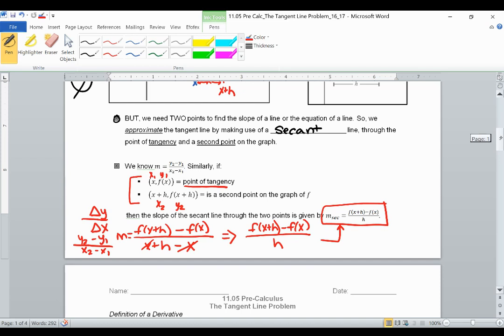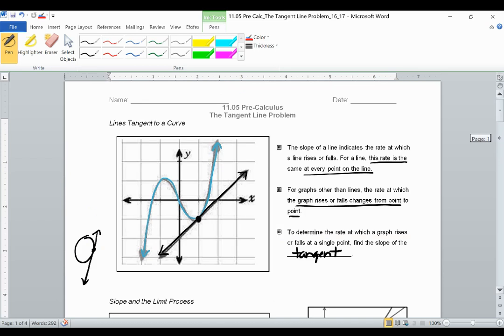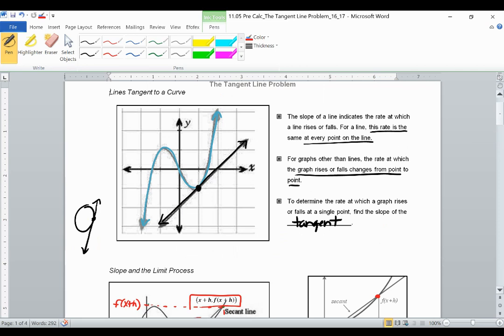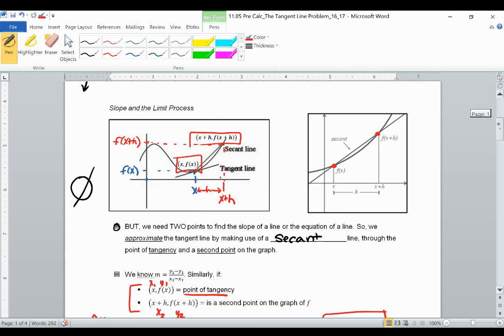So again, why we're doing this. We're trying to find the slope of our curve at a certain point. So in order to find the slope at a certain point, we need to find the slope of our tangent line, because they would share that point. Well, we need 2 points to write the equation of a line. So we say, okay, let's take that tangent point, but then we need another point on our curve. So we find another point that is h away from this one in terms of our x value. So we can now find the slope of our secant line. So that's all we've done so far.